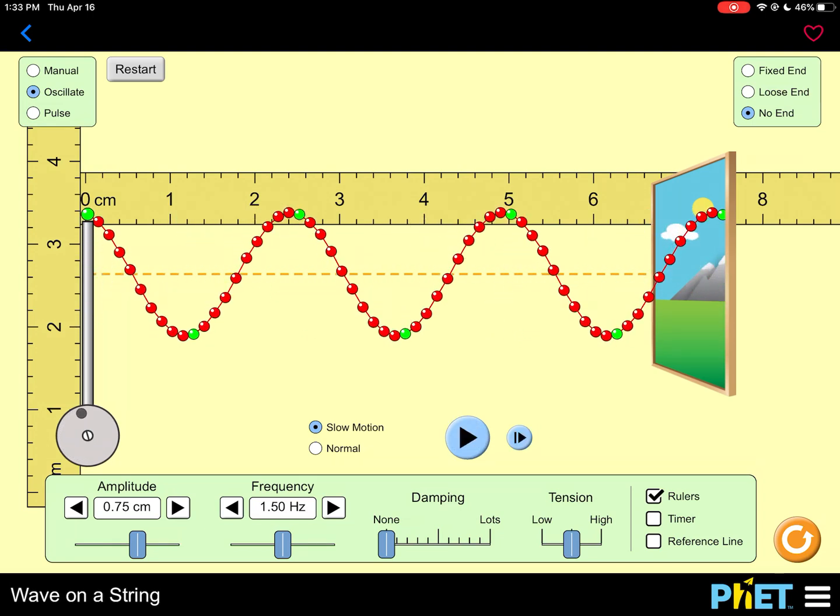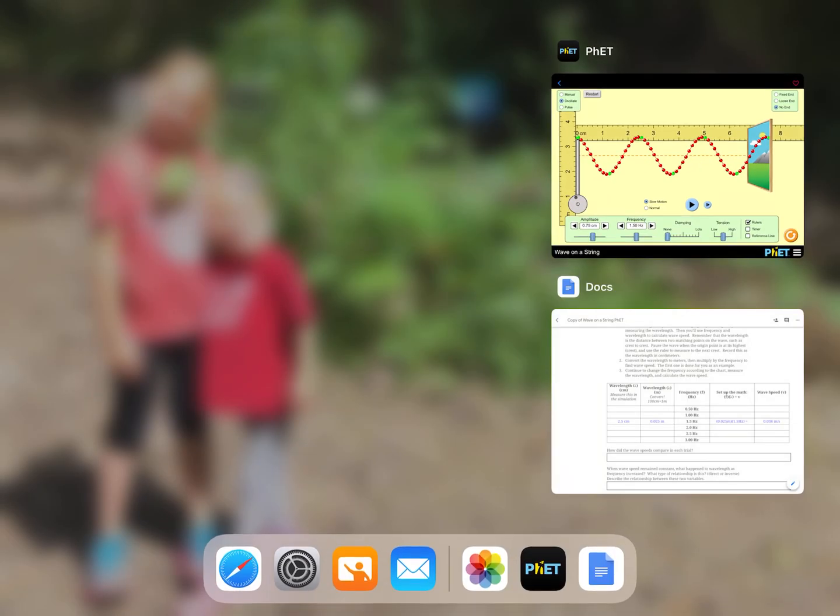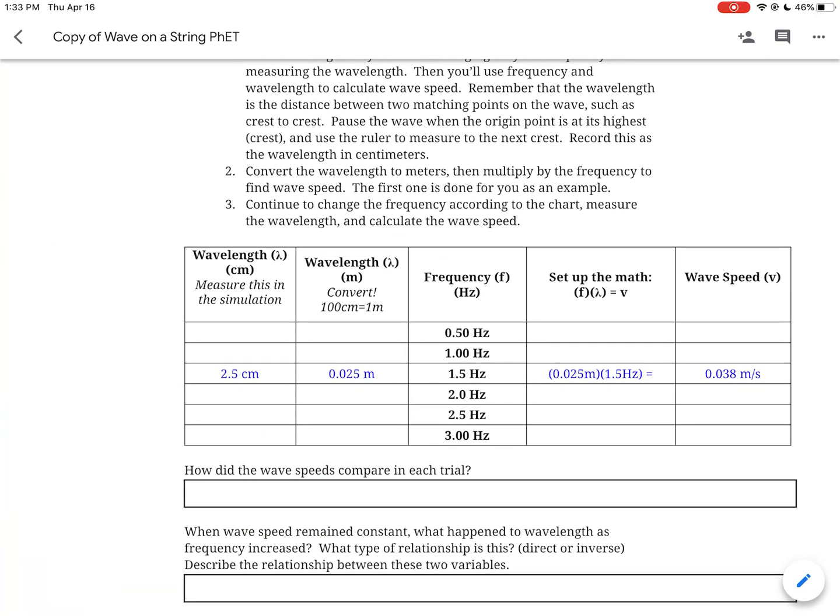So we've got a crest. The green bead on the far left is at the top of a crest. We want to follow that down and up until we get to the next crest. And that is about 2.5, 2.5-ish. So that's your wavelength. So 2.4 is what I'm measuring on here. 2.4 centimeters is the wavelength, crest to crest. So I'd go back here and enter that. When I made this first example, I measured 2.5, so that's what I have here, 2.5 centimeters.